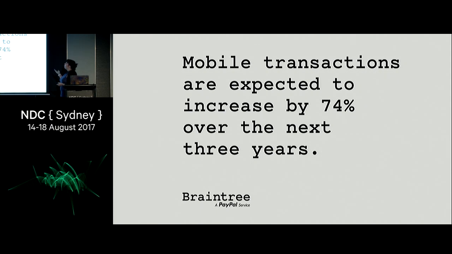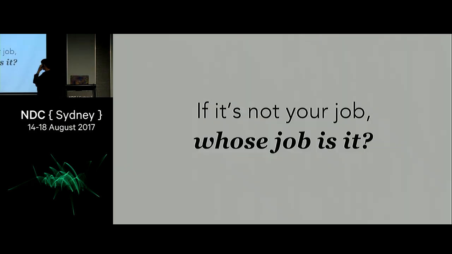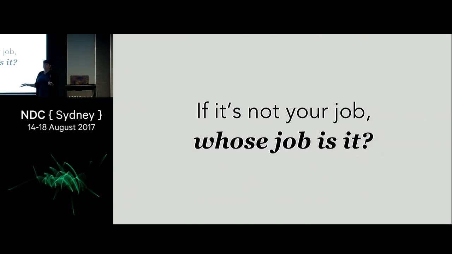Braintree recently put this out. Mobile transactions are expected to increase by 74% over the next 3 years, because apparently we weren't going fast enough on that trajectory. And so now I don't even know, it's 74% more than what we're already experiencing. That's kind of mind-boggling. But if you're thinking about building for mobile users, this is exactly in the same wheelhouse. If you're thinking about building something with progressive enhancement as a responsive site, this is the same kind of approach. It all works very well together. So if it's not your job, whose job really is it?